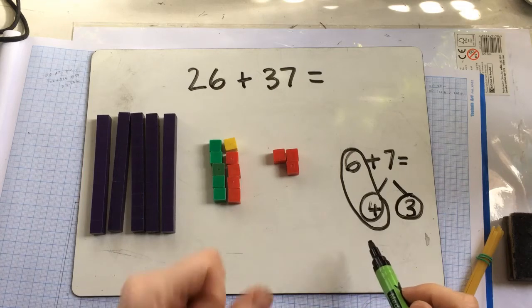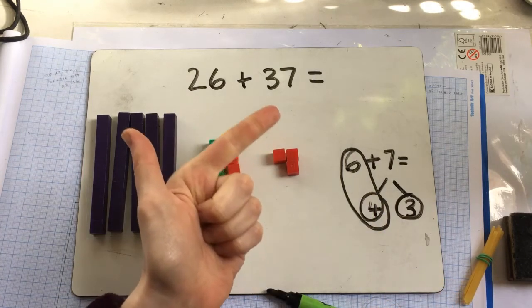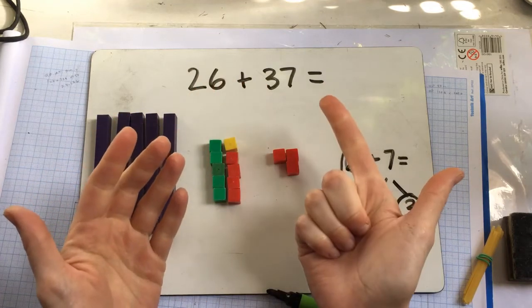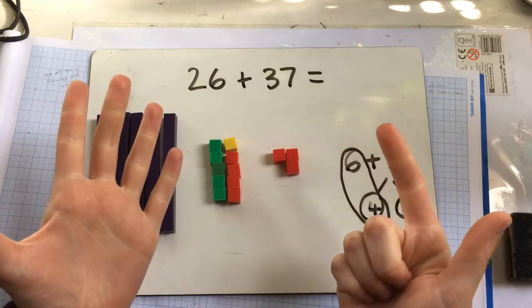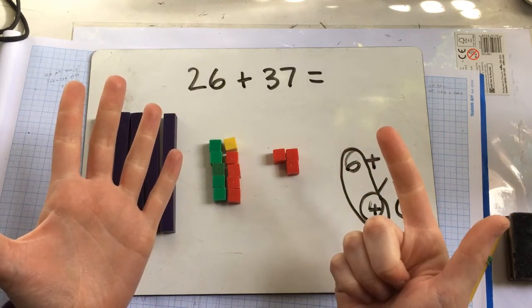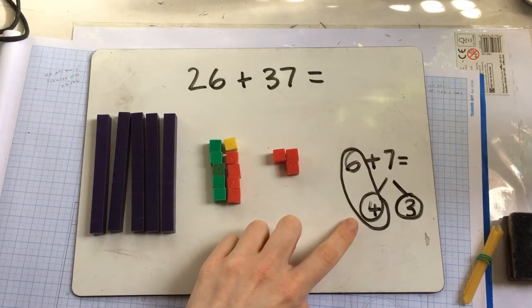So rather than counting on my fingers 6, 7, 8, 9, 10, 11, 12, 13, I can do that. But actually, if children are counting on their fingers, what they tend to do is make avoidable mistakes. So this way is a way that's just a bit more efficient, and it gets children to think about how they can use their understanding of number bonds to 10 to help them. And it gets them to be a bit more fluent with their addition as well.